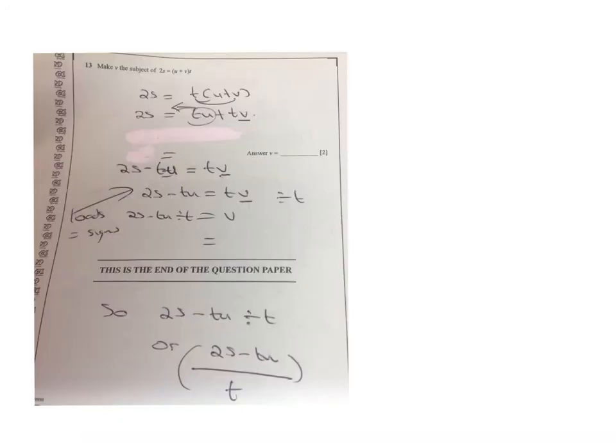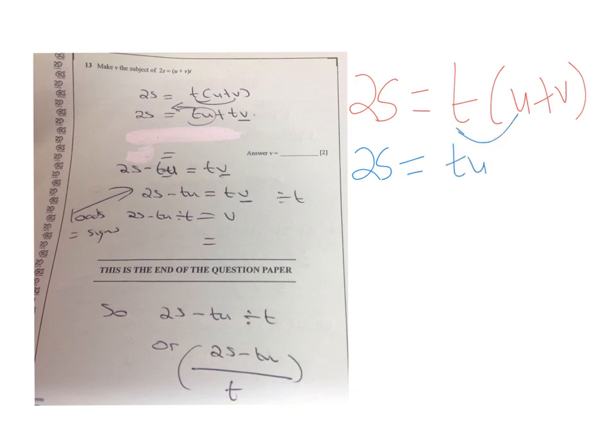Okay, and the last question is making v the subject. Now, it's an awkward enough type of one, so I'll write it out here so we can see it. So the first thing to do is to write it out. So you've got 2s equals, now you see that t, I'm going to take that t and put it in front of the u plus v. So I'm going to now do t brackets u plus v. Now I've done it here actually, but I'm just going to write it out to make it a wee bit easier to see. So you've got 2s equals, now t times u gives you tu, t times v gives you tv, and you've got the plus.